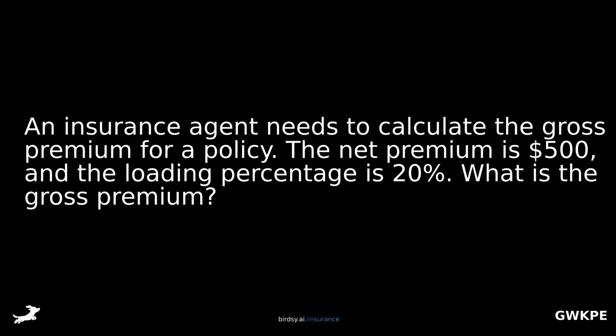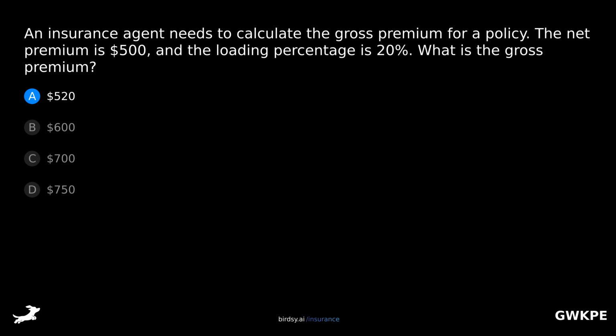An insurance agent needs to calculate the gross premium for a policy. The net premium is $500 and the loading percentage is 20%. What is the gross premium? Is it A, $520, B, $600, C, $700, or D, $750? The answer is B, $600.